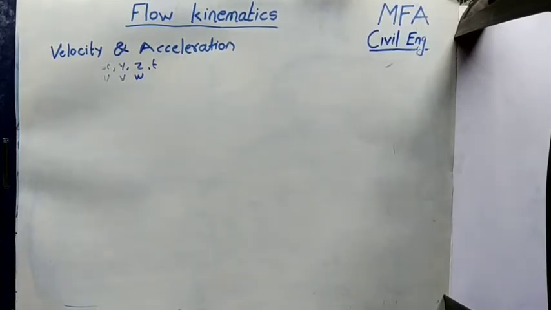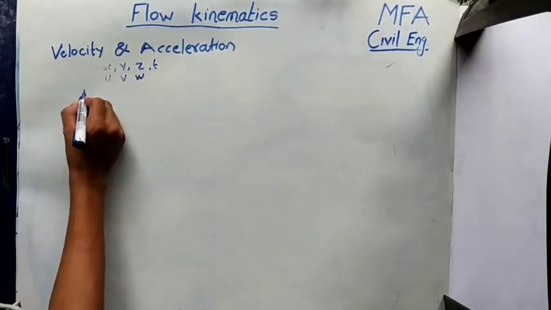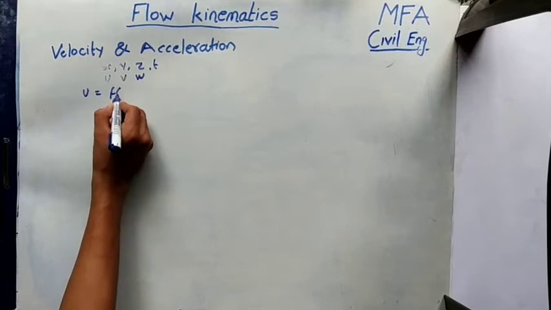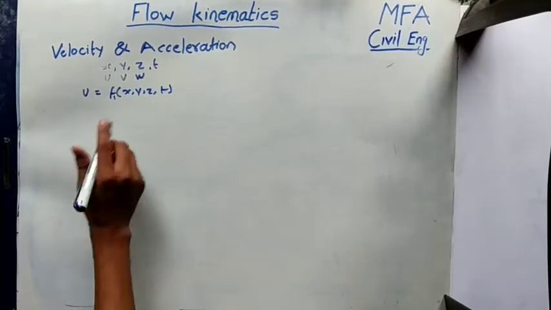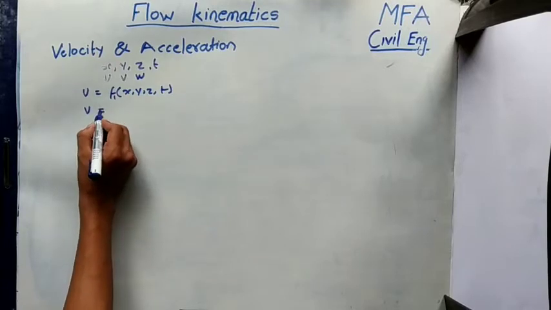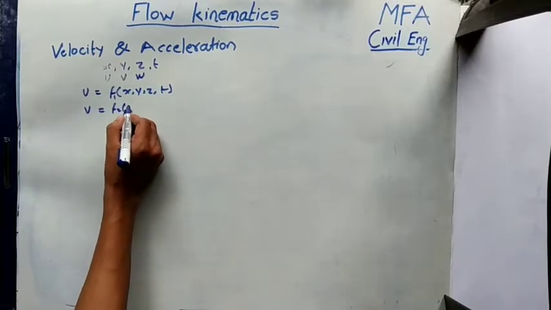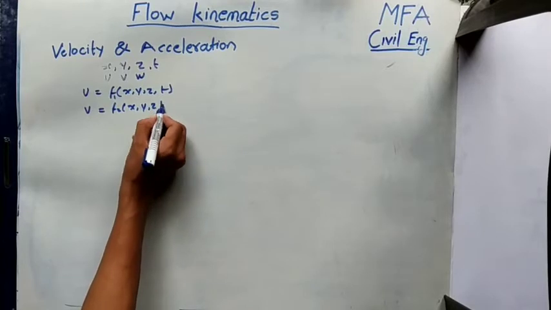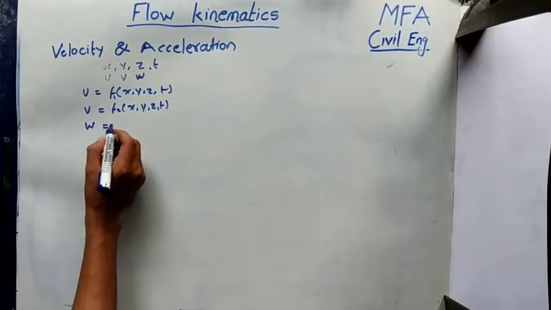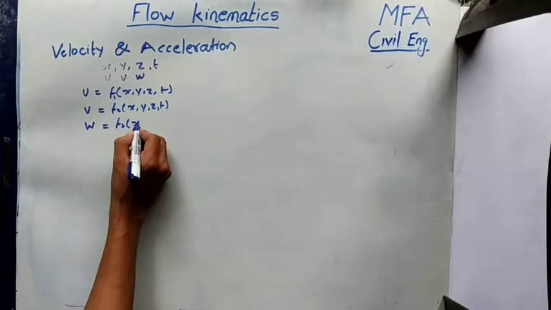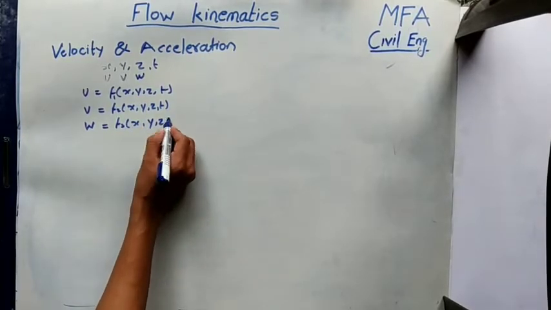Now, the velocity component in the x direction can be written as u, which is equal to a function of the three-space coordinates x, y, z, and the time coordinate t. Similarly, the velocity in the y direction, that is v, is a function of x, y, z, and the time coordinate t. Similarly, the velocity component in the z direction, that is w, is a function of the space coordinates x, y, z, and the time.